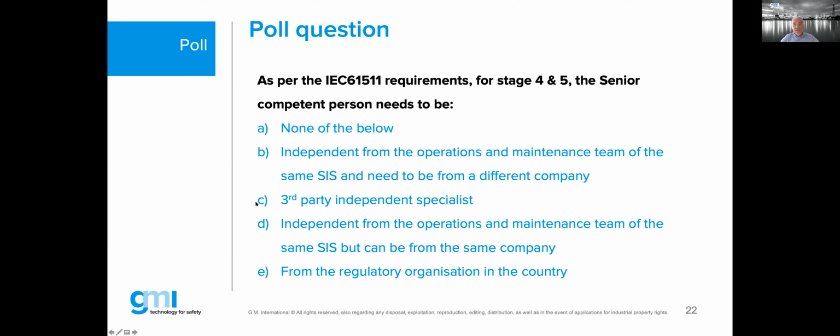Answer C: needs to be independent as a third-party independent specialist. Answer D is independent from the operation and maintenance team of the same SIS, but can be from the same company. That is answer option number D. And then answer number E, from the regulatory organization in the country, which is often the case, by the way. That is the requirement here, answer E. Or the last option was none of the below.